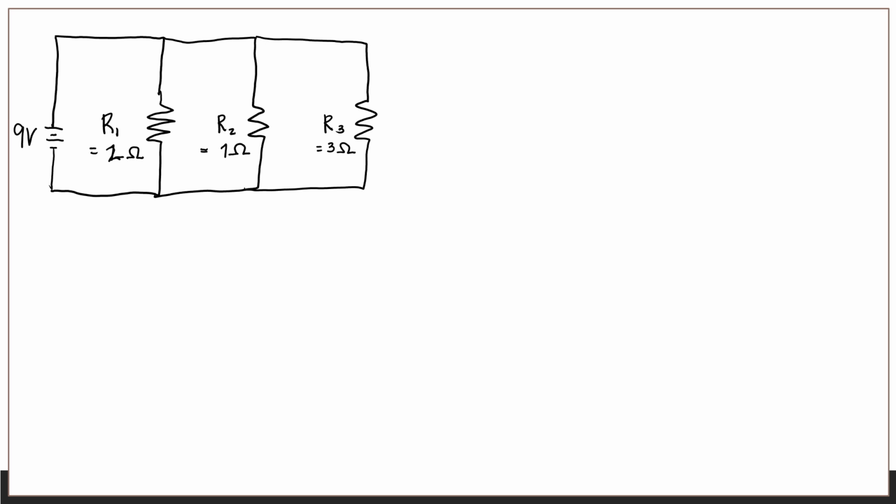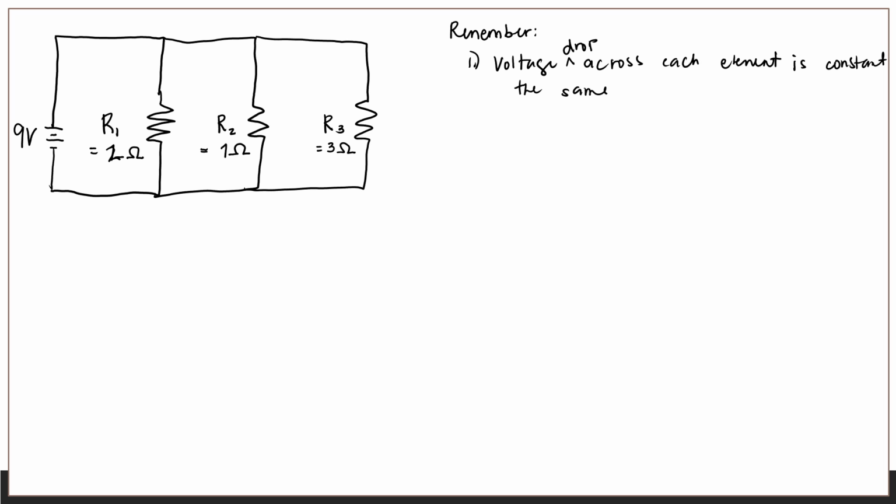Now, here are some points to remember in a parallel circuit. Number one, the voltage drop across each element is constant or the same. What do we mean by that?